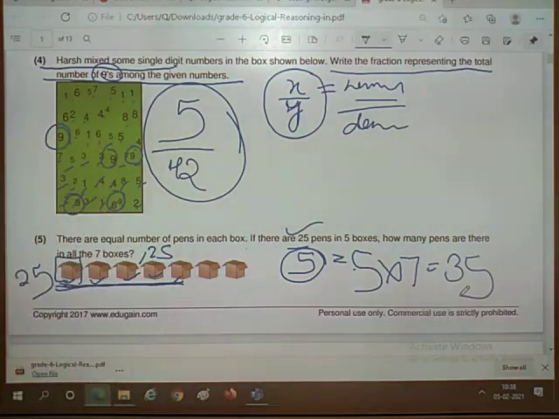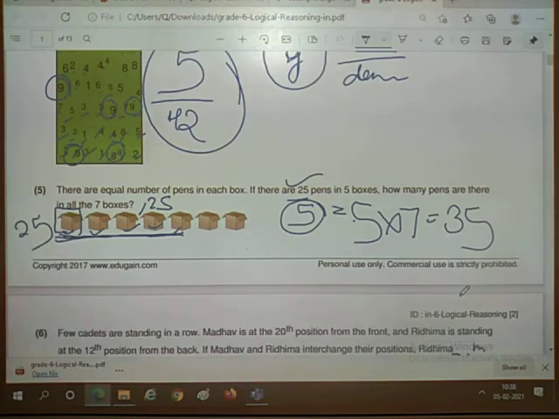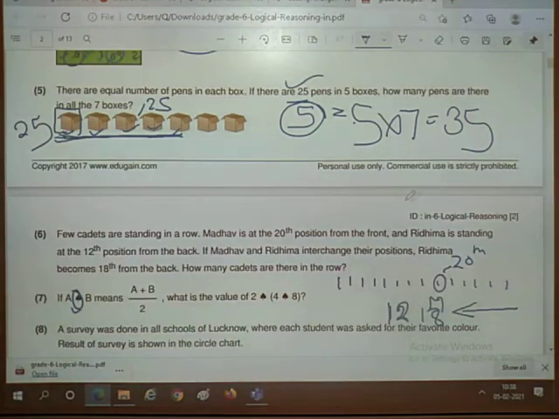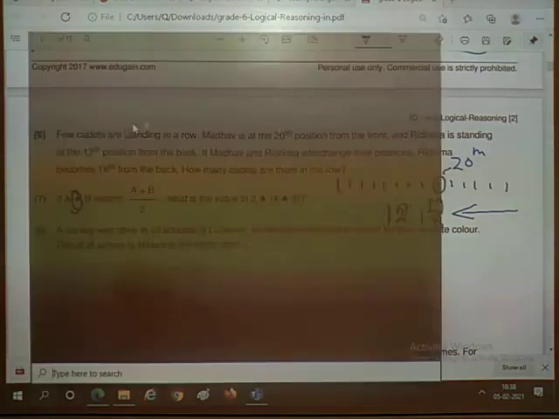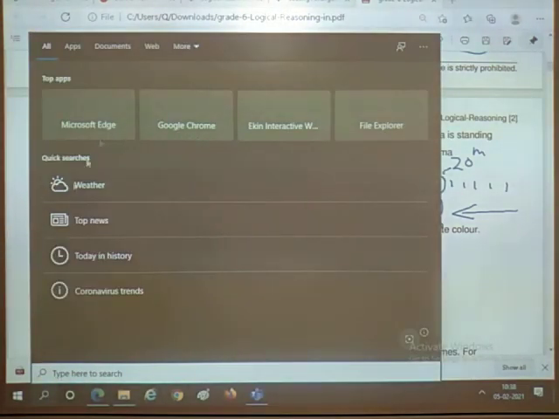So this way you have done the 5 reasoning questions. Class, if these kinds of questions come in your final exam, you have to solve these reasoning questions in your book. I will send you this PDF in your class group, so that you can solve these questions on your own. Yes, in the WhatsApp class group.